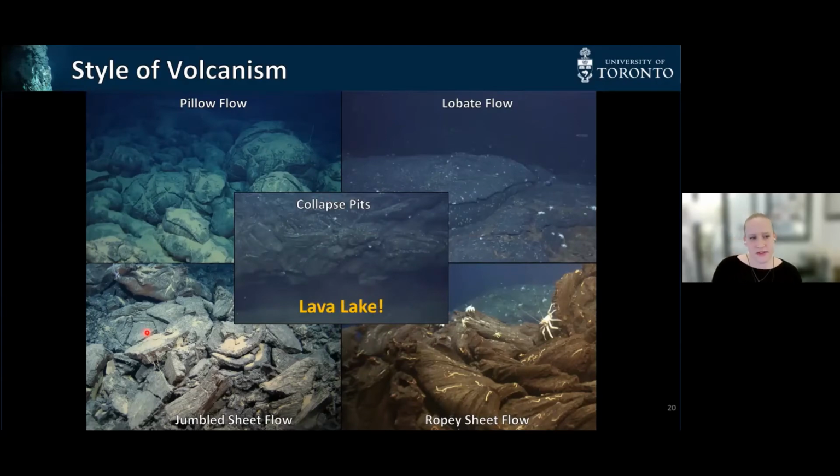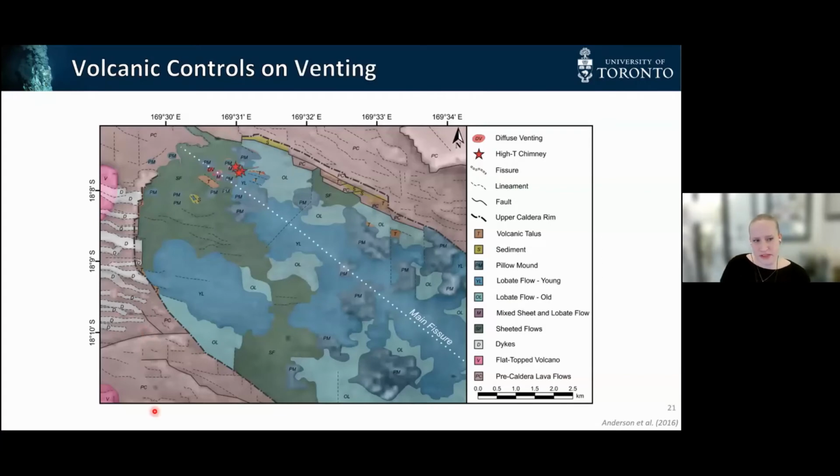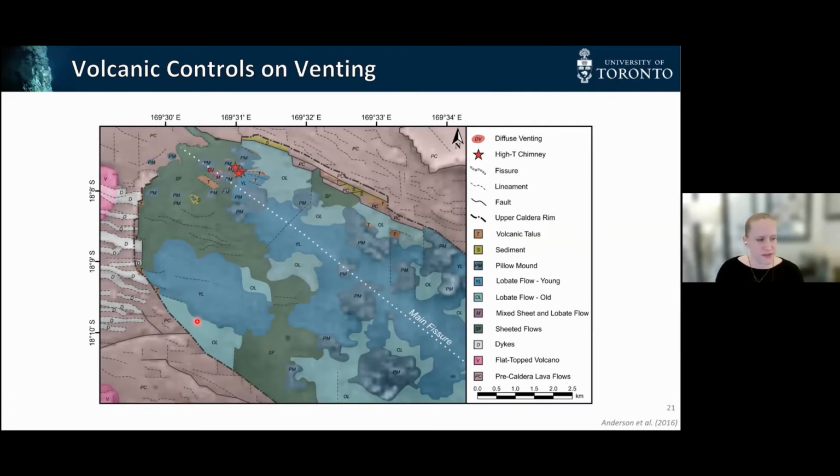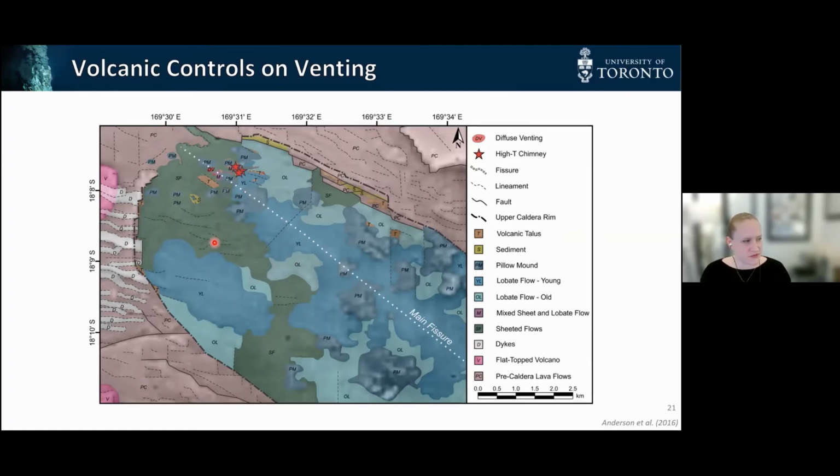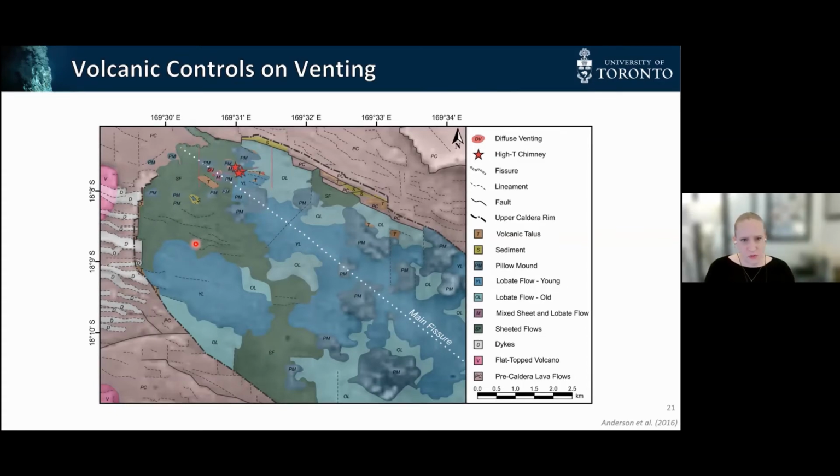So we can also make maps of the distribution of these different morphologies. It's better when we have higher resolution bathymetry than we have here, but this is based on ROV dive observations. So we can see we have our main fissure with at least 2 ages of lobate flows shown in blue and some pillow mounds. And then in green, these are all of our sheet flows that are ponding against the northern side of this crater. And we do have hydrothermal venting in one area.